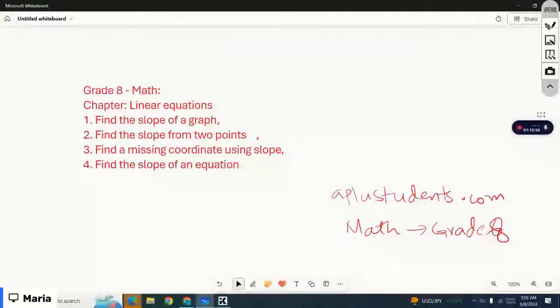We're going to start with grade 8 math. The chapter we're going to start with is linear equations. The lessons which we're going to cover today are find the slope of a graph, find the slope from 2 points, find a missing coordinate using slope, and find the slope of an equation. So please make sure you have your notebook and pencil so that you can note down the important examples and definitions as well.